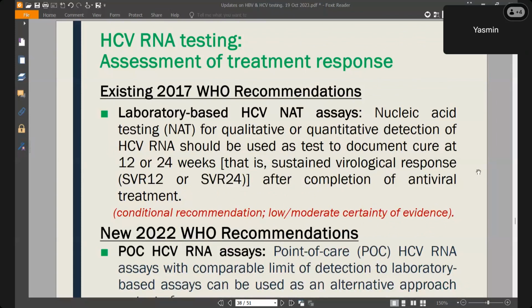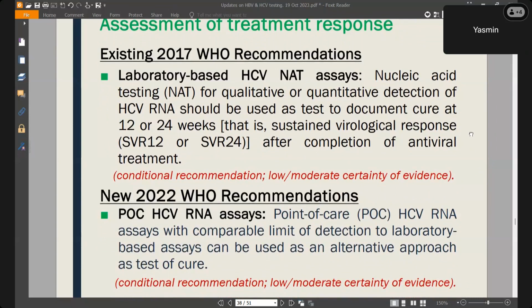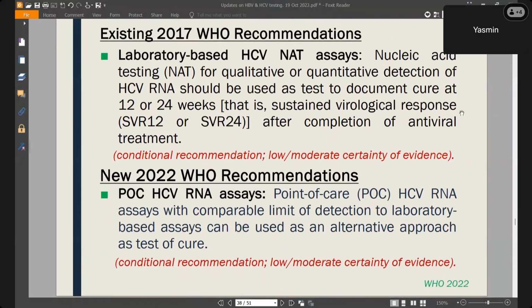And that's why, with regards to assessment of treatment response, the other thing I need to remind you is that we have been using lab-based nucleic acid testing. The 2017 recommendation is that we use nucleic acid testing to determine response to treatment, in other words, to document cure at 12 or 24 weeks after completion of antiviral treatment.